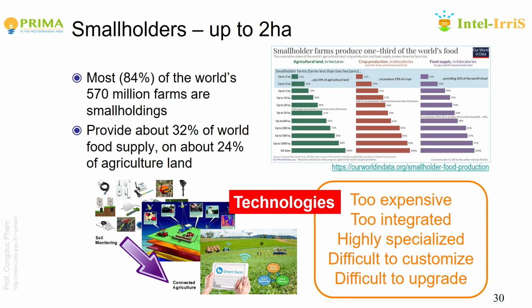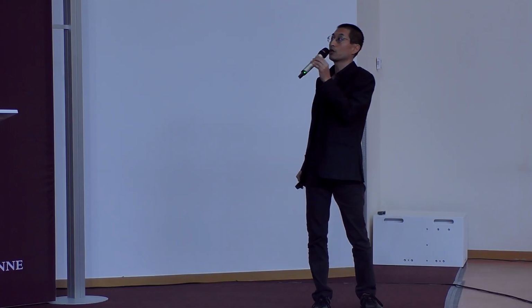It is usually assumed that a smallholder is below something like 10 hectares. Of course, some may have 20, but most of them have under 10. And if you look at between 1, 2, and 5 hectares, so below 10, it already represents a big proportion of world food security. They provide about 32% of the world food supply on only about 24% of agricultural land.